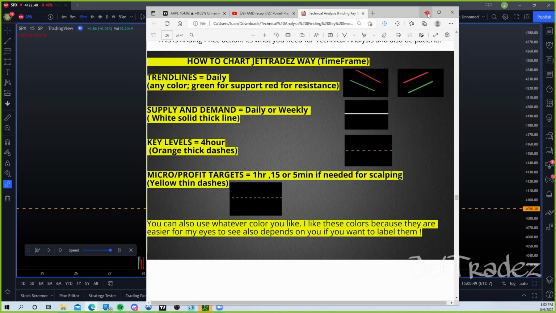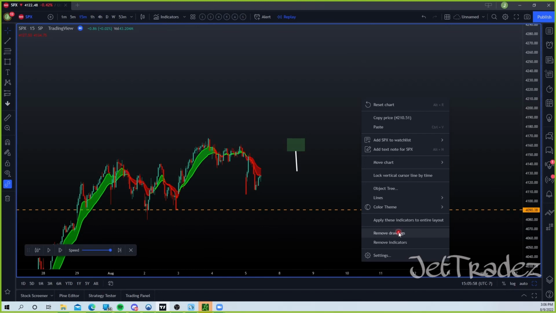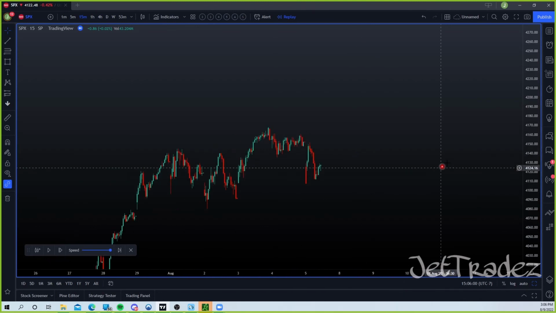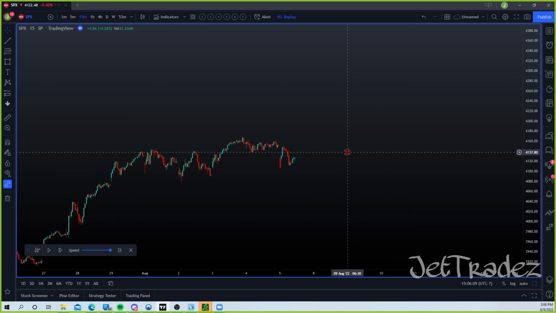You guys want me to cover anything else before I head out? I got like 5 minutes left. Want me to chart something else or no? I really have 5 minutes to go. Want me to rechart something? I'll rechart some stuff.